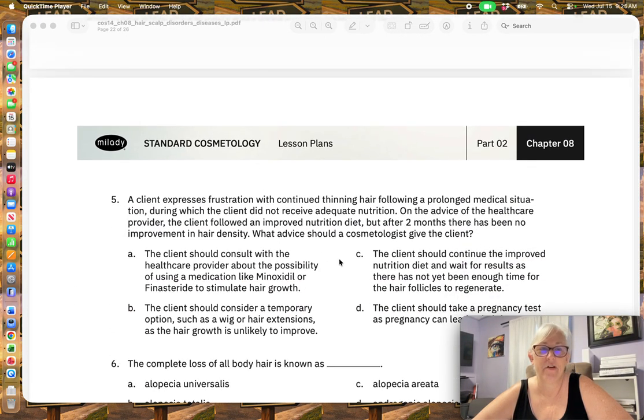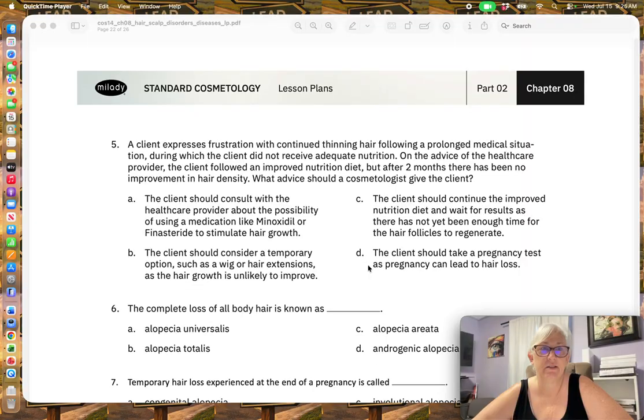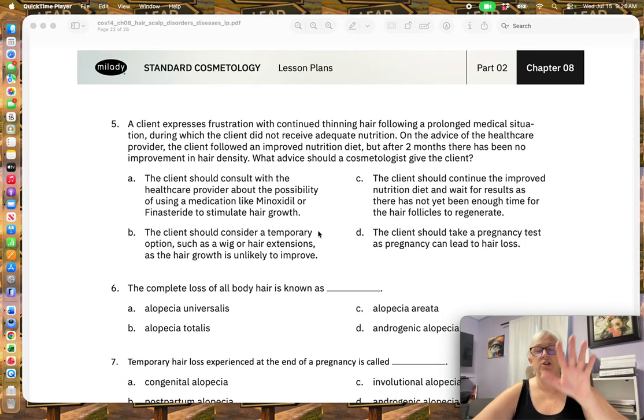Let's go to number 5, another long question. We love these. All right. And I've read this question actually earlier, and I take issue with it, but let's go through it. A client expresses frustration with continued thinning hair following a prolonged medical situation during which the client did not receive adequate nutrition. On the advice of the healthcare provider, the client followed an improved nutrition diet, but after 2 months, there has been no improvement in hair density. What advice should a cosmetologist give the client?